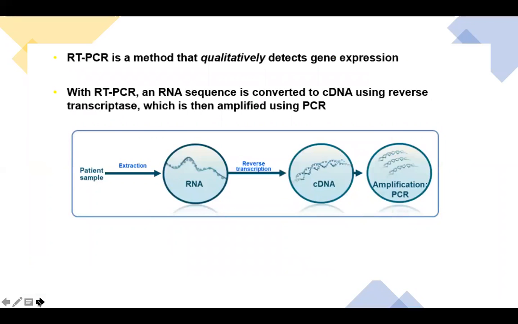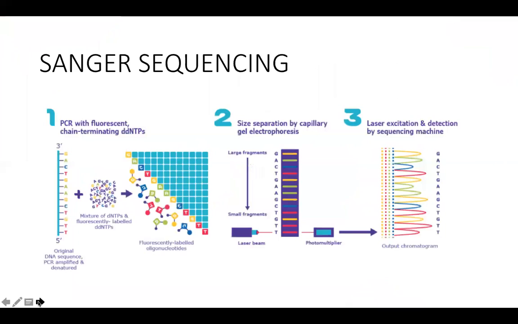RT-PCR is a method that qualitatively detects gene expression. With RT-PCR, an RNA sequence is converted to cDNA using reverse transcriptase, which is then amplified using PCR.